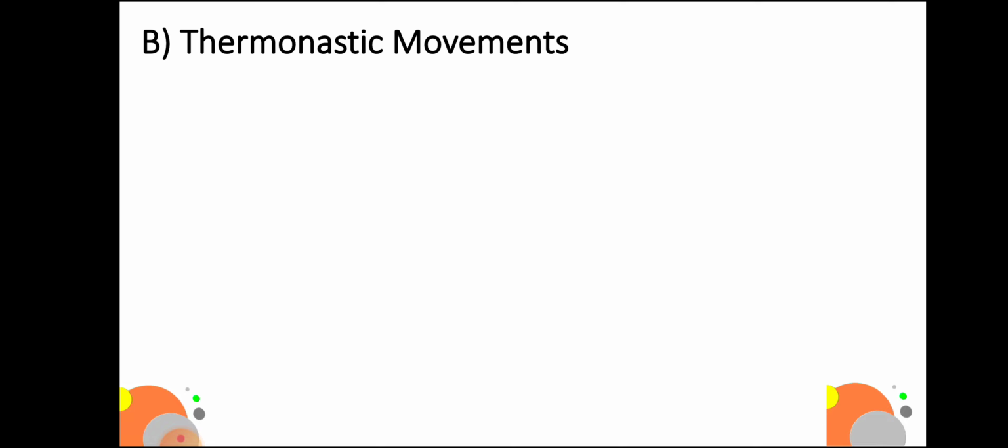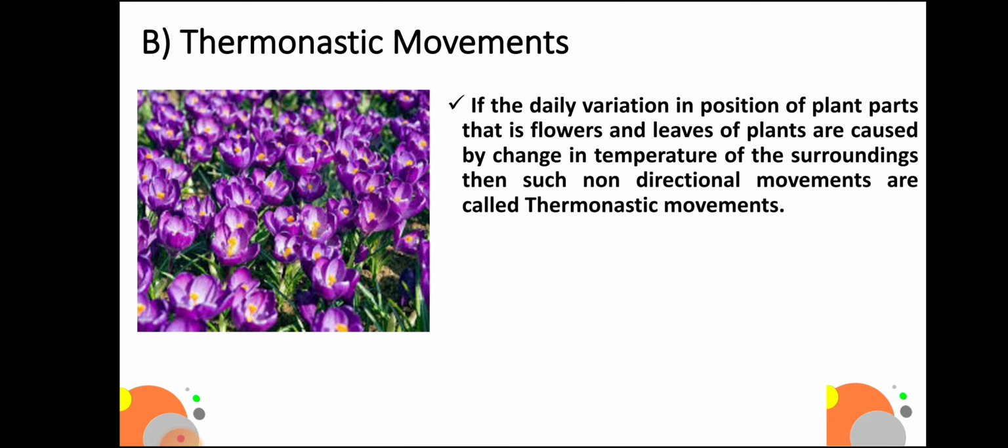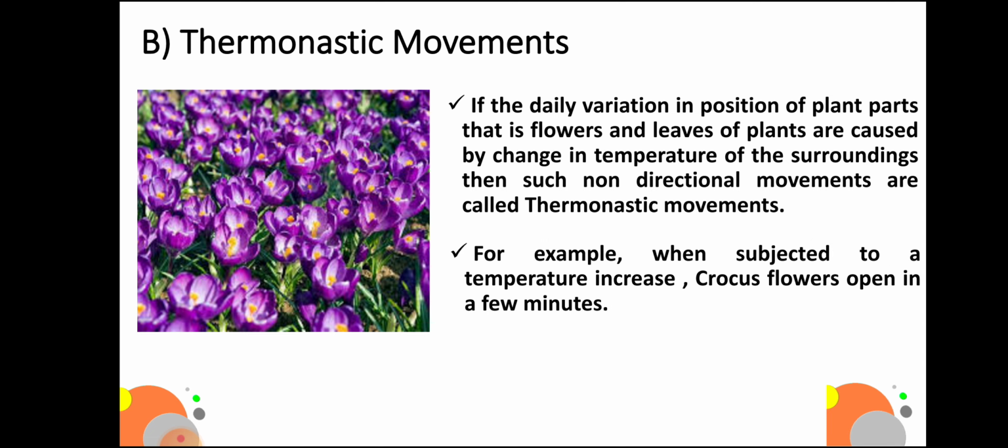Thermonastic movements. If the daily variation in position of plant parts, that is flowers and leaves of plants, is caused by change in temperature of the surroundings, then such movements are called thermonastic movements. For example, when subjected to a temperature increase, crocus flowers open in a few minutes.